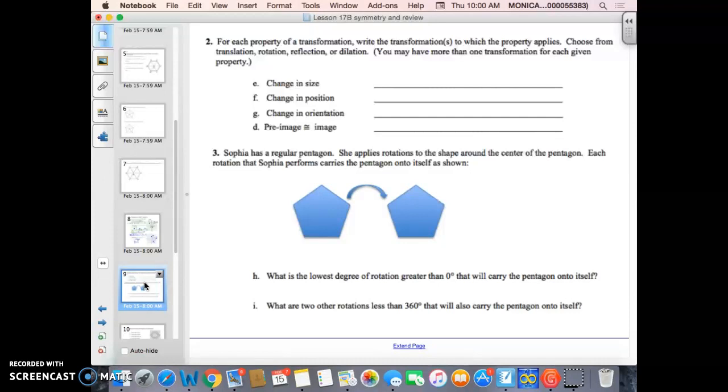All right, moving right along. Change in size. Now, please remember that we learned one transformation that actually changes the size of a figure, and that was the one we learned yesterday. It's called a dilation. So if you're going to change the size of a figure, you are dilating it. So number 1 is dilation.